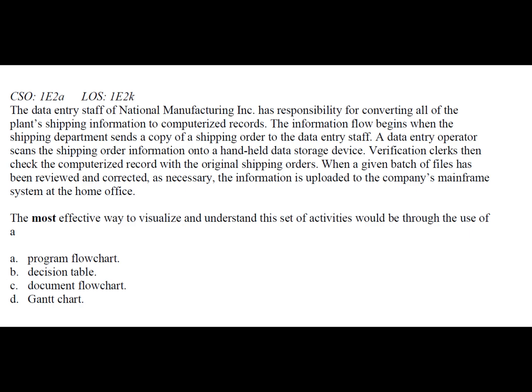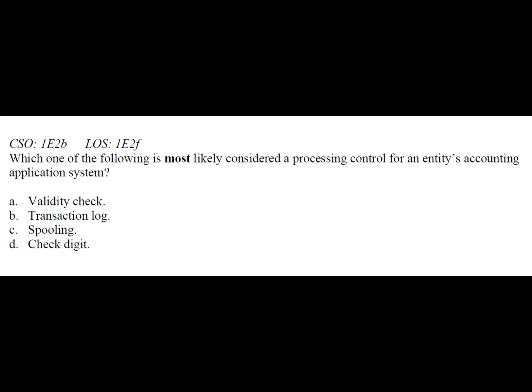Document flowchart. This question tests understanding of application controls in an accounting information system, AIS, specifically processing controls. Application controls are commonly classified into input controls, processing controls, and output controls. Input controls ensure that data entered into the system is valid and accurate before processing. Processing controls verify that transactions are processed completely and correctly during system execution.